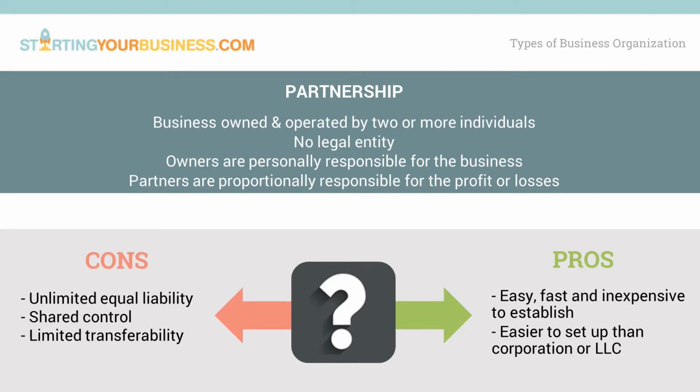Like the sole proprietorship, there are significant downsides, with the primary one being unlimited liability. But this time, if one partner makes a bad business decision, every other partner's personal assets are at risk, making the partnership riskier than the sole proprietorship. Another partnership con includes sharing of control.